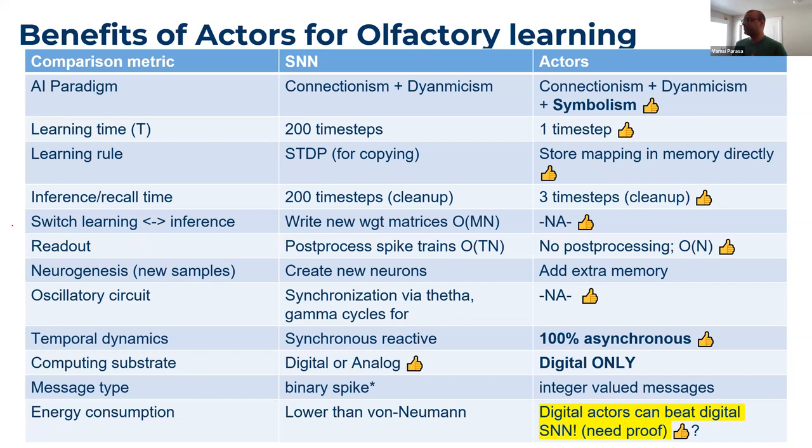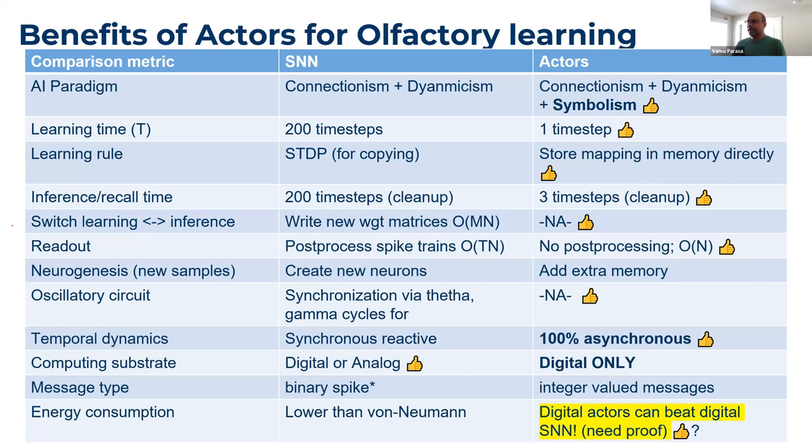And even for inference or recall, SNN needs 200 time steps, but for inference in actors, we need just 3 time steps of message passing between the actors to basically clean up the noise and actually infer what order it is. So in the SNN model, we need to look at all the spikes and post-process the spike train. Whereas in the actor algorithm, there's no post-processing required. You immediately know the answer.